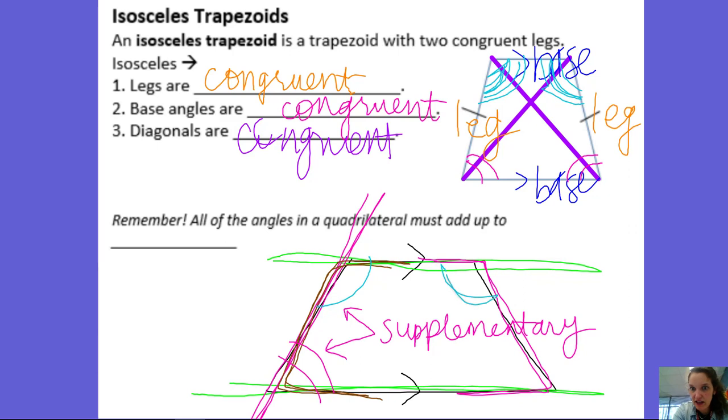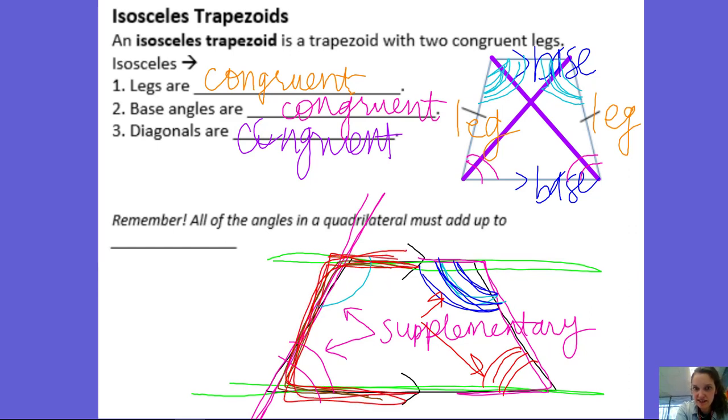So this angle and, well, this is true for all trapezoids, not just isosceles, but this angle and this angle are also going to be supplementary. But these two top angles are not supplementary because these pink lines are not parallel. These two bottom angles are not supplementary because these two legs are not parallel. So these are supplementary because they're same side interior. These are parallel. And then these are supplementary because these are parallel.